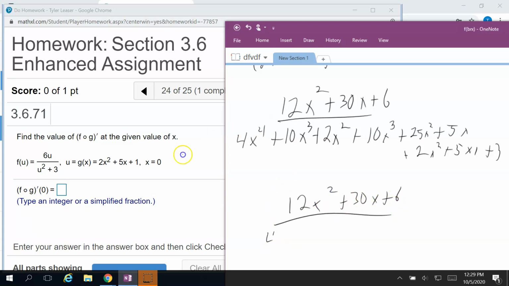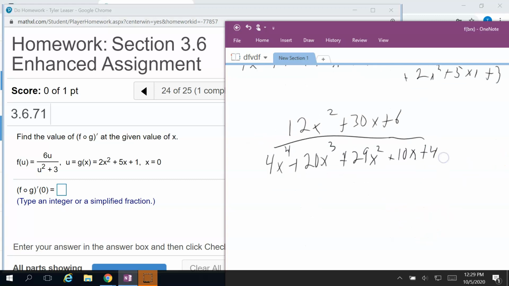Combining all like terms, we have a 4x to the 4th, which is just by itself. I have a 10x cubed and another 10x cubed, so 20x cubed. Squared, I have a 2x squared, a 25x squared, and a 2x squared, so that's 29x squared. I have x's, just a 5x and a 5x, so 10x. And then I have a plus 1 and a plus 3, so plus 4.